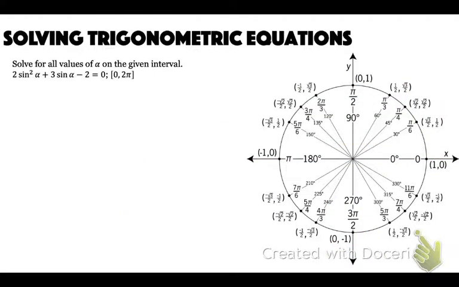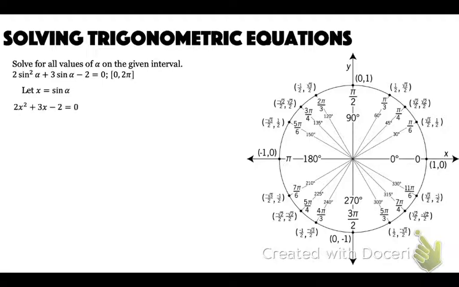Cool. All right, so this one, we have 2 sine squared of alpha plus 3 sine of alpha minus 2 equals 0 on the interval from 0 to 2 pi, so the entire circle here. Well, we're going to let x equal sine of a. So this is a thing in calculus that they like to refer to as u substitution, and you'll use it a lot when you're doing integrals. So this is just kind of like a precursor to that, I guess. But if we let x equal sine of a, that will make this equation look not so ugly.